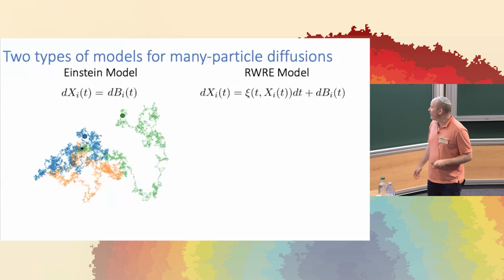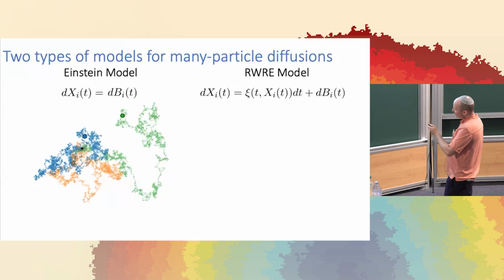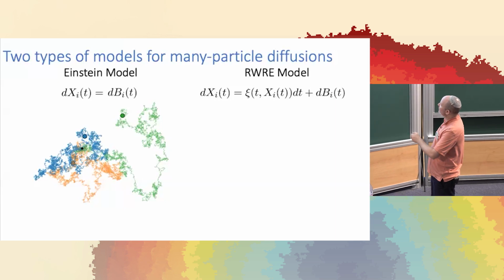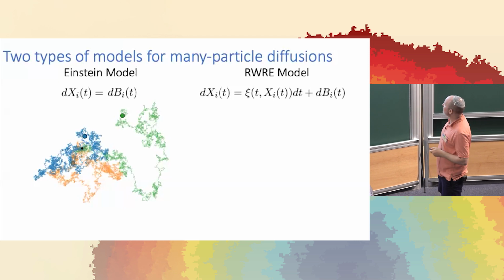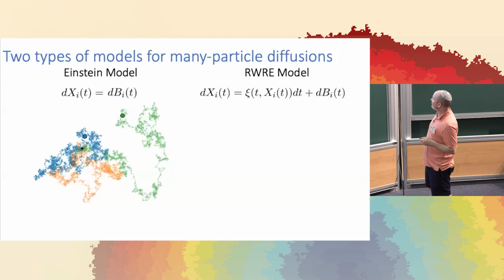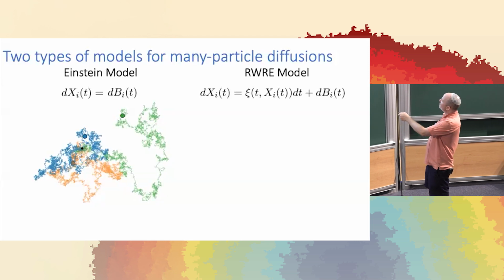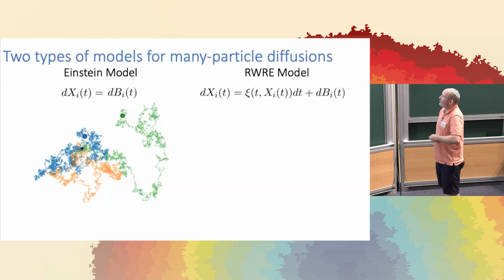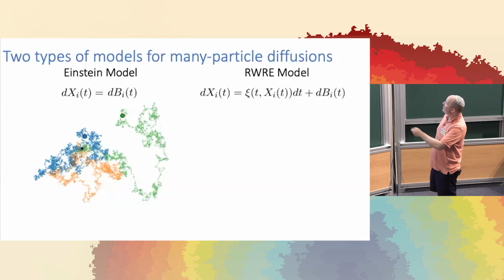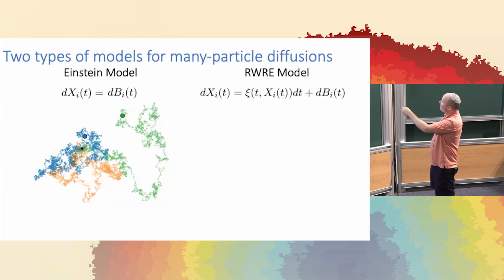Now, the type of model that we're going to be interested in, and I'll focus in a little while on a very specific version of this, and then go back to a general version later, is what's called a random walk in random environment model. And there are different versions of this type of model. The type that I'm interested in involves a forcing field which varies quickly in both space and time.